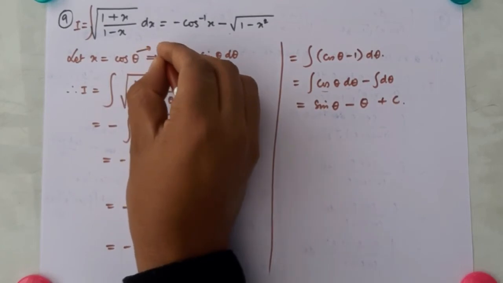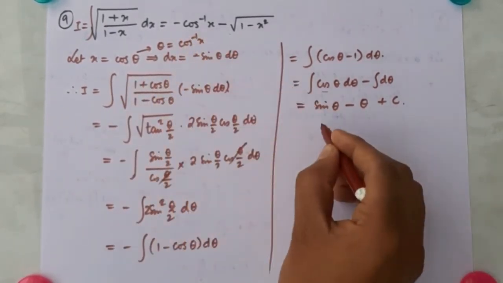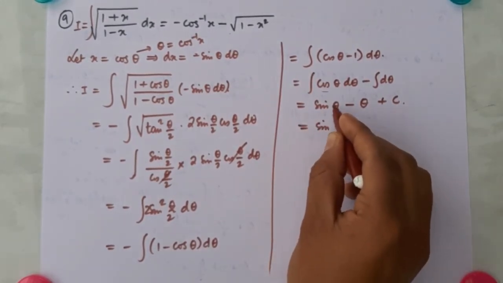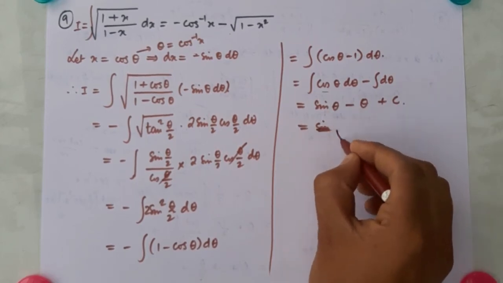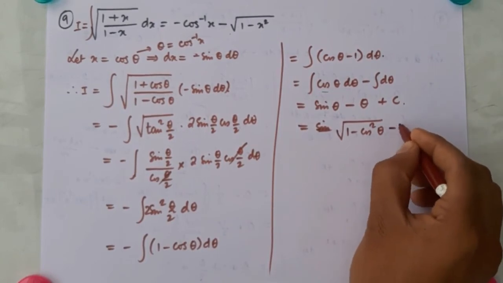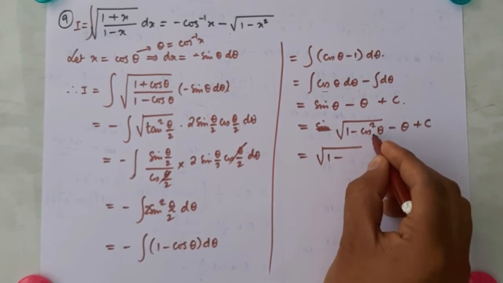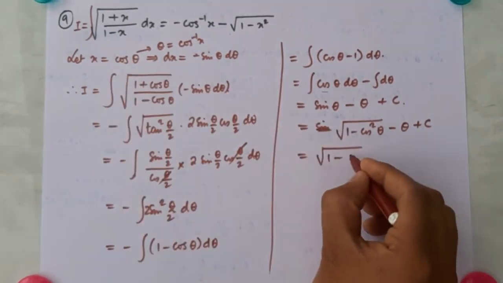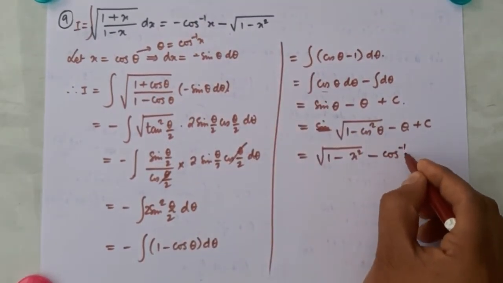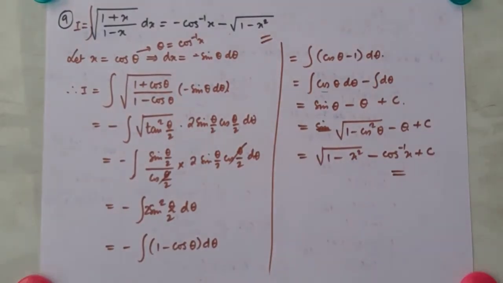Now what is theta from here? Theta is cos inverse x, isn't it? Okay, so if you put the value here, you will get sin, let me write this as square root of 1 minus cos square theta, minus theta plus c. So we have 1 minus, what is cos theta? Actually cos theta is x, so that's why this becomes x square, minus theta is cos inverse x with constant of integration. So that's what we need to show here.